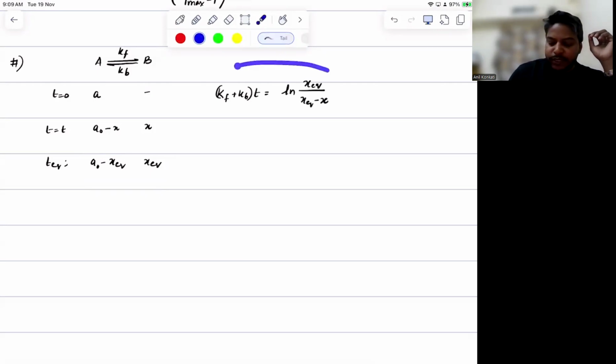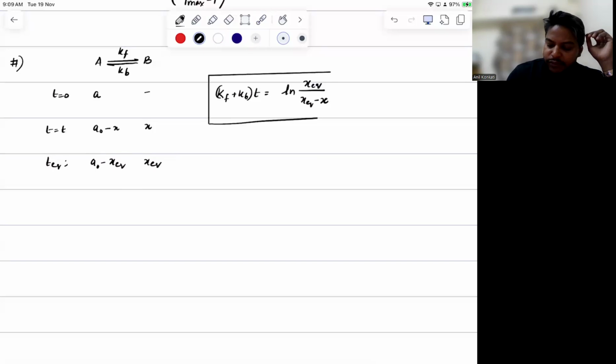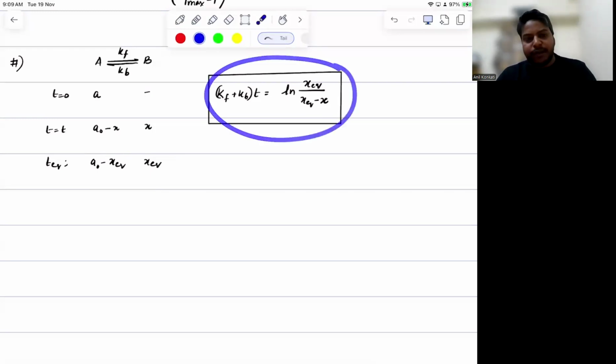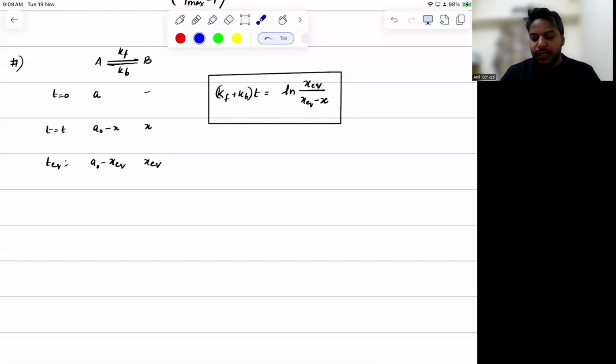So this is the formula that you need to remember. Again, I'm not getting into the derivation. Derivation is given in the class notes. Please go through it if you require. But most of the time questions are directly asked here. So you would just need to use this formula, correct? K forward plus K backward into T will be equal to ln x eq by x eq minus x.